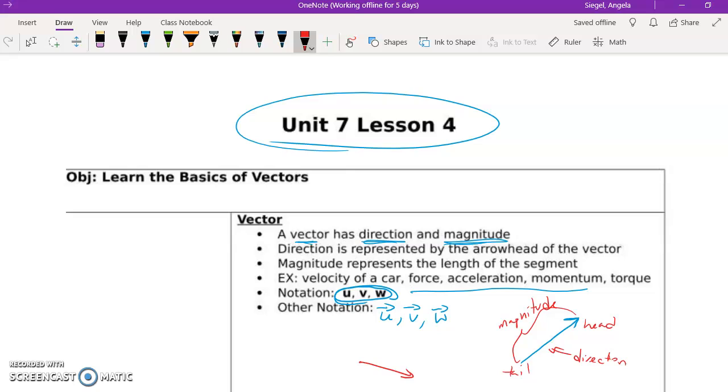Also, let's call this vector AB. If I were to label this vector, I would label it AB, and if it went this way, it would be BA. So direction counts there. We'll talk more about that later. I just wanted to hit that.